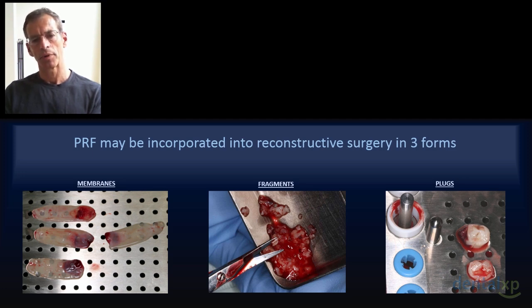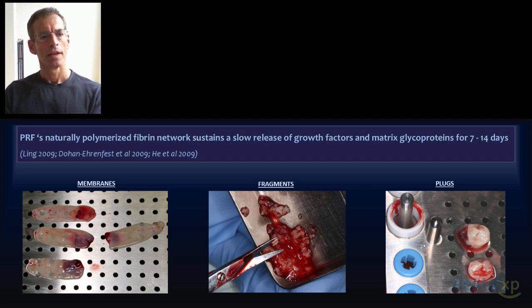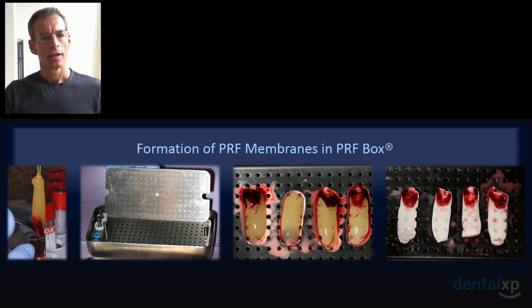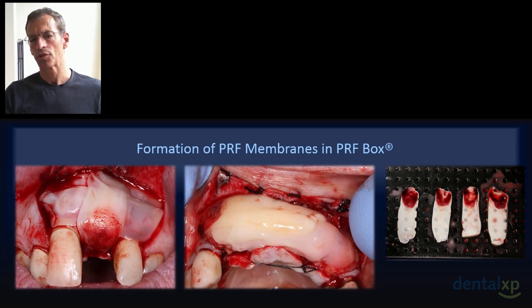I can chop up the membranes into fragments, add them to my bone graft, or I can create these very firm plugs. This naturally polymerized fibrin network sustains a slow release of growth factors and matrix glycoproteins for 7 to 14 days. As you see, the plug is transferred to the box, placed on the grid, and the masher is placed over the plugs, and we get these very, very strong, uniform membranes, which are used in every one of my ridge augmentation surgeries.